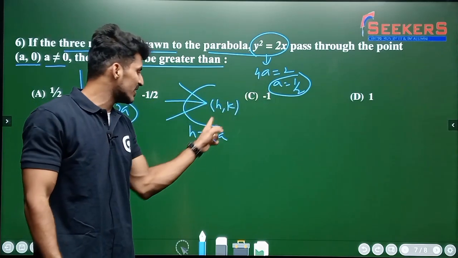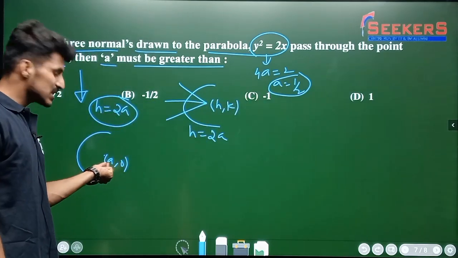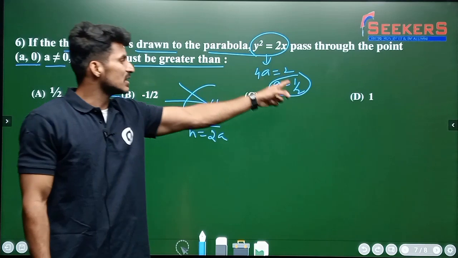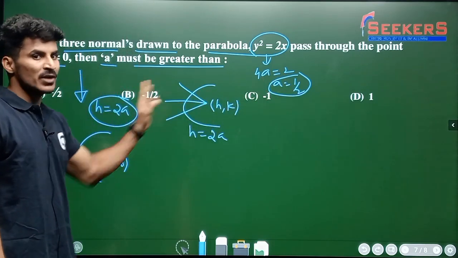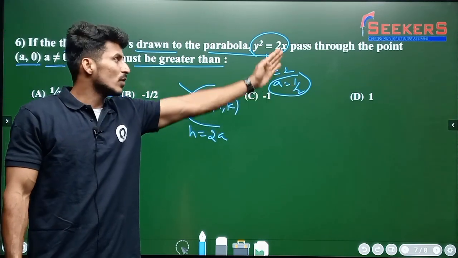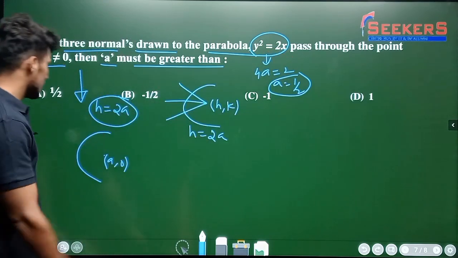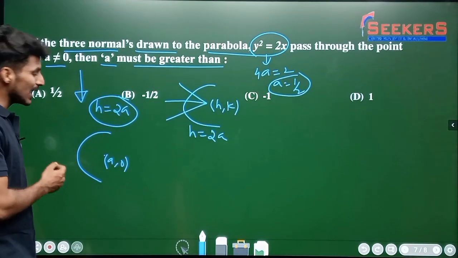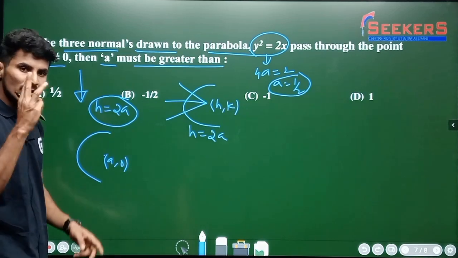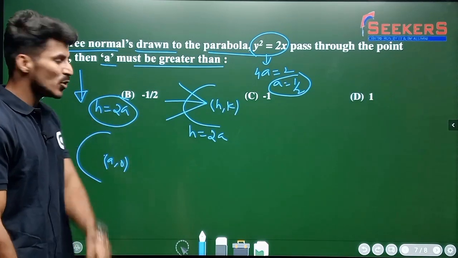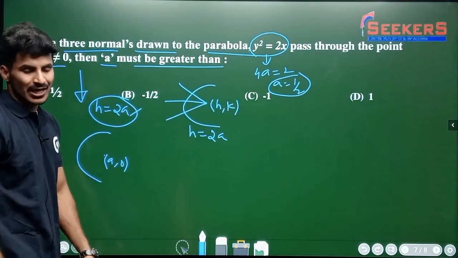Guys, this a is different than this a. Are you getting my point? He has given the x coordinate as a here, and this a is different than this a. Both are different. This is the a value as 1 by 2 that I got from the original parabola. Now the point given is a comma 0. From this point we are going to draw 3 normals. That is possible if and only if h is greater than 2a.